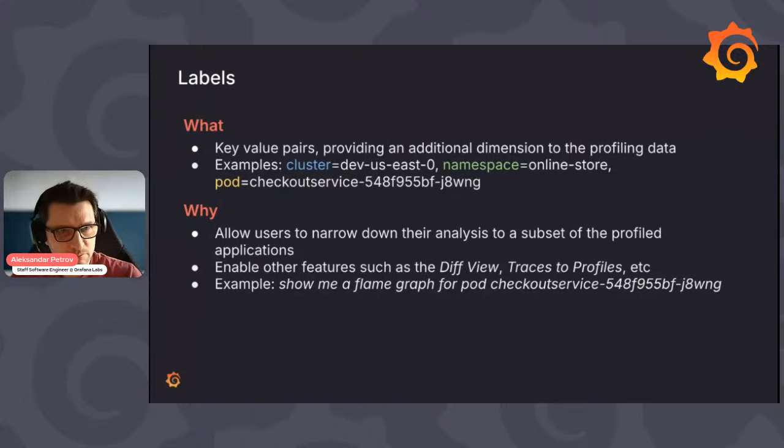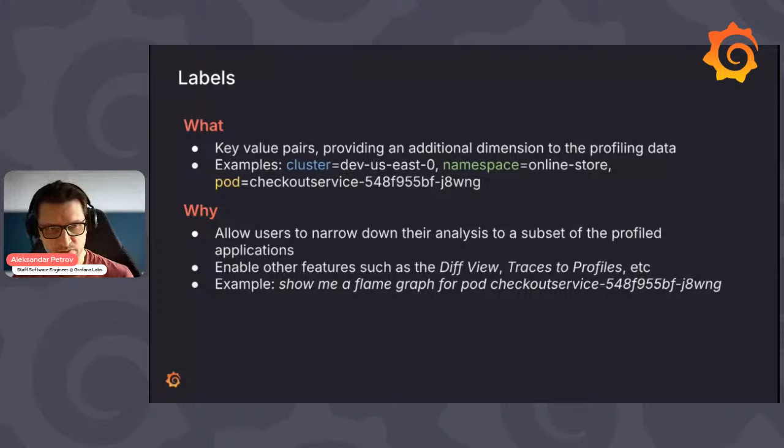Labels are common to all observability signals; we have labels or tags in metrics, logs, and traces. They're key-value pairs, and they provide some metadata about the signal. They also provide a second dimension to the data on top of the time dimension that we have in continuous profiling. Here are some example labels that you might have seen across the different signals and also in profiling.